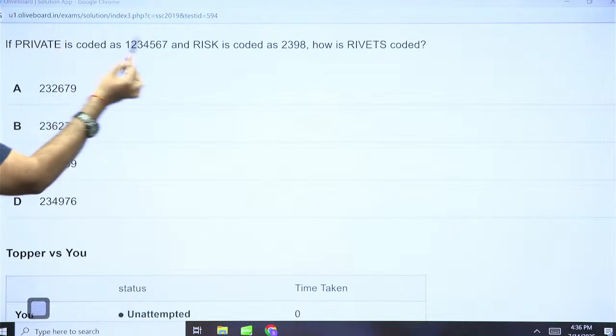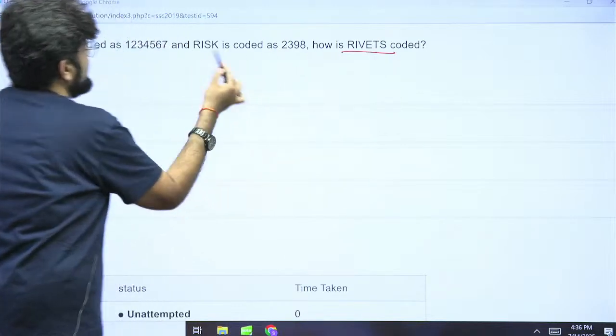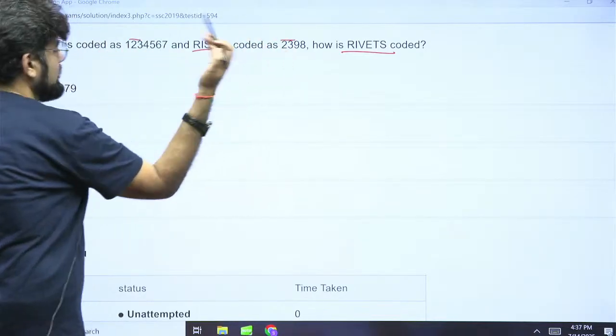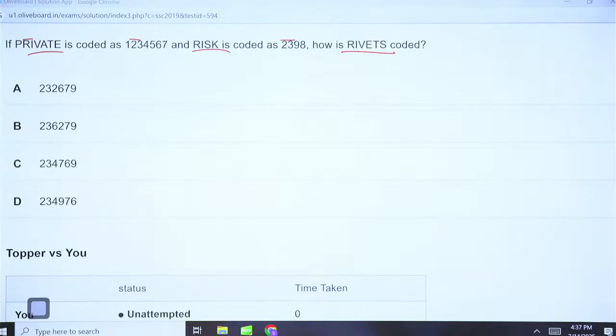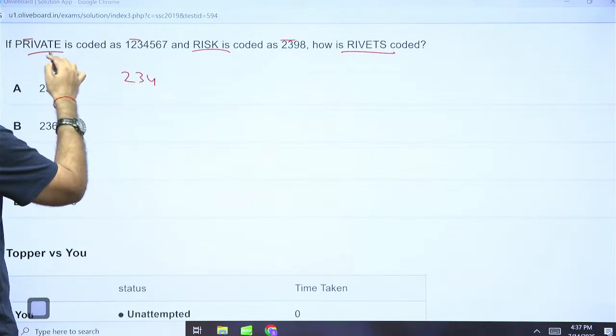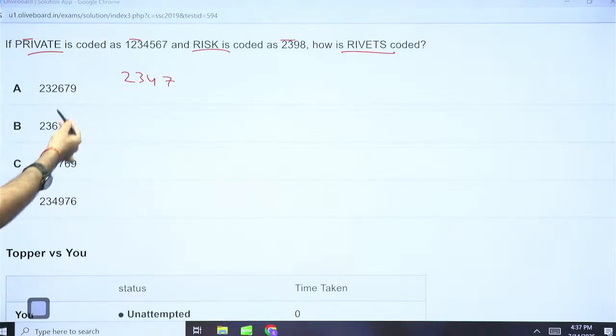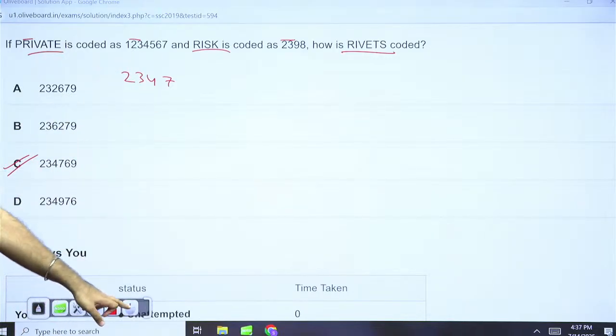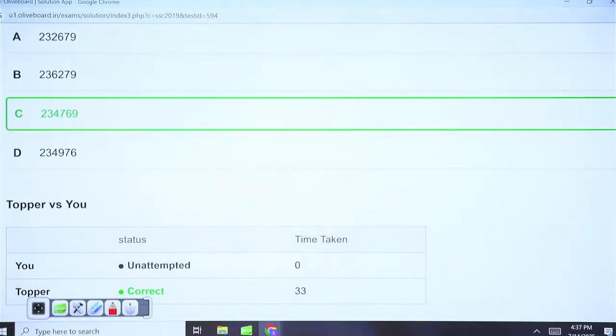If you observe carefully, letters of rivets are all hidden in risk and private. So this is simply your substitution. Okay. And R and I, 2 and 3. They're starting with 2 and 3. So it's very simple now. Rivets we need. So we need RIV, 2, 3, 4, then E, 7, 2, 3, 4, 7. Only option C is the right answer. Okay. RIVE we have done and we have gotten our answer. So option C is the correct answer. Cool. Good. Very good. Excellent.